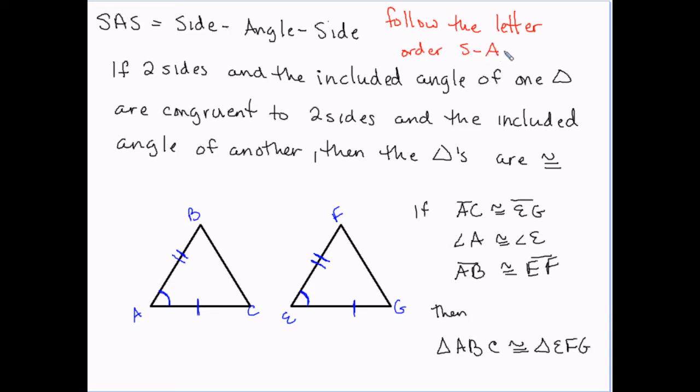What about if it was angle A and angle G? If we had angle A and then angle G, no. It has to be the angle between the two sides. Good? Okay.